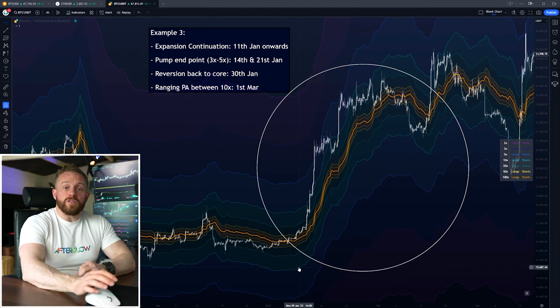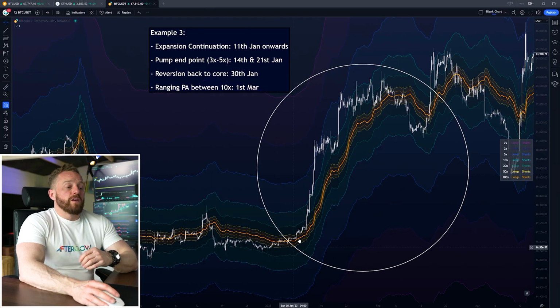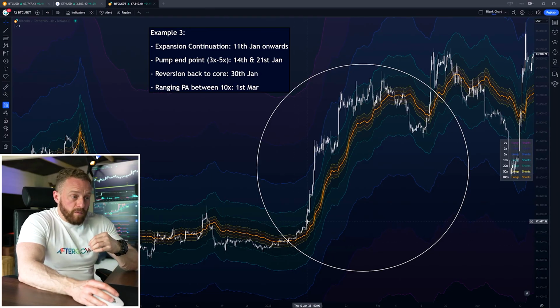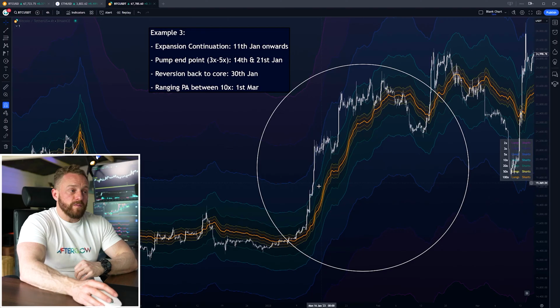Example 3 looks at the recovery Bitcoin had from 16K. So you can see when the positive expansion move started, the liquidity bands tool would have helped you stay in the trade longer, because all the while price is outside this yellow core liquidity line, it indicates the expansion is likely to continue.